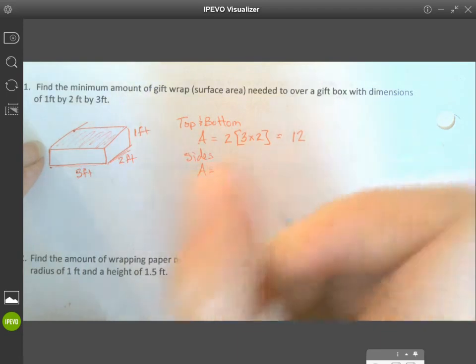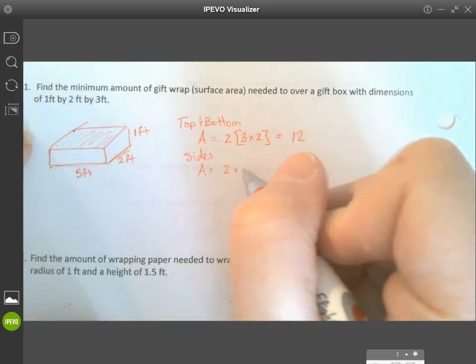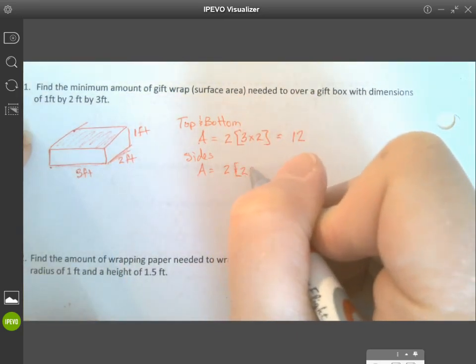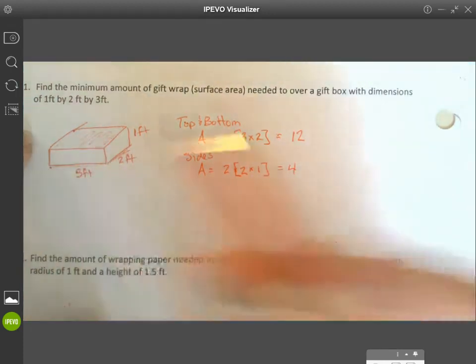Well, I have 2 of them. I have one on this side and one on this side, and that's a 2 by 1. You see your rectangle on the side? I have 2 of them, and it's 2 by 1. Well, that's just an area of 4. So you have 2 feet squared, 2 feet squared.